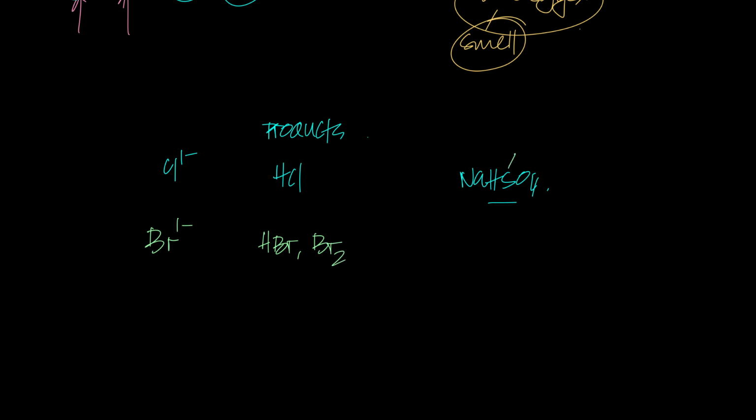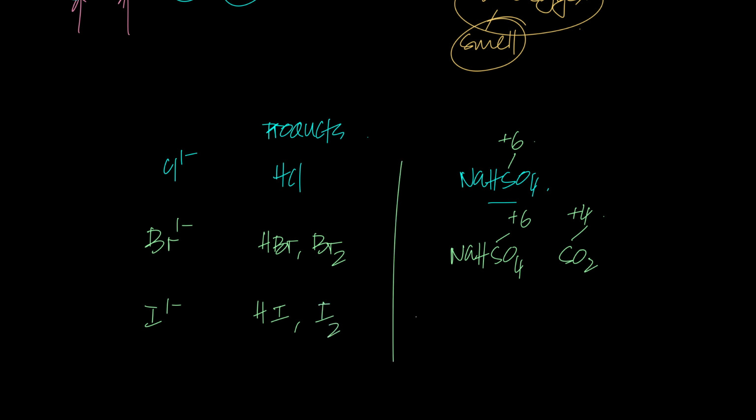And for sulfur's oxidation state, it gives you +6, and it also gives you +4. Done? Then with iodide ions, you get HBr, you get HI, and you get I2. What about the other products?